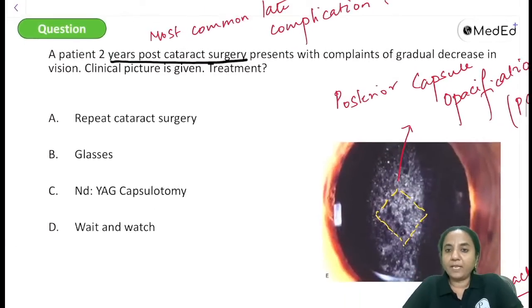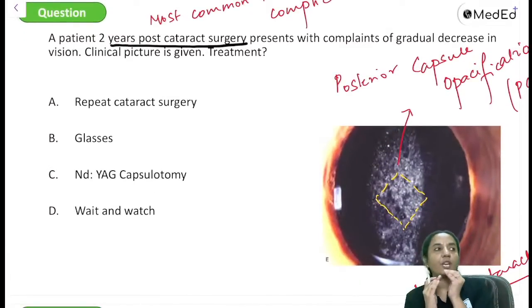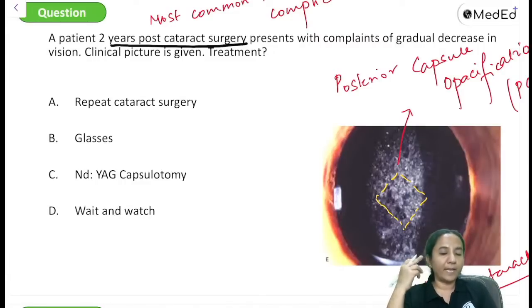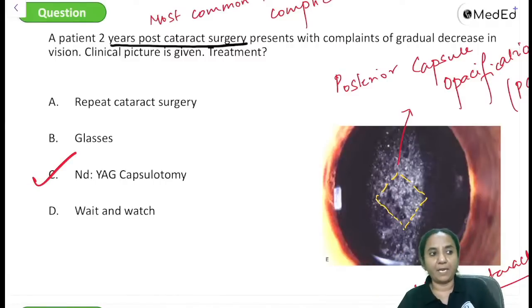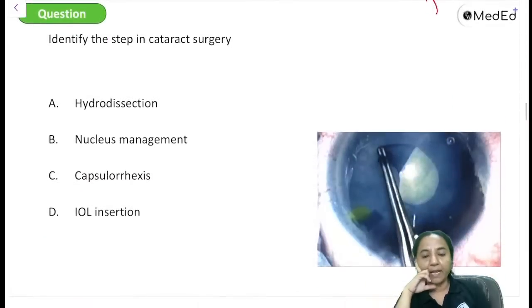And how do you treat it? You treat it by creating a cruciate opening at the center of the posterior capsule. This is called laser capsulotomy. Otomy means to make an opening. So this is done with Nd:YAG laser. So it's called Nd:YAG laser capsulotomy. Again, another often repeated PYQ. Okay, let's go to the next question.